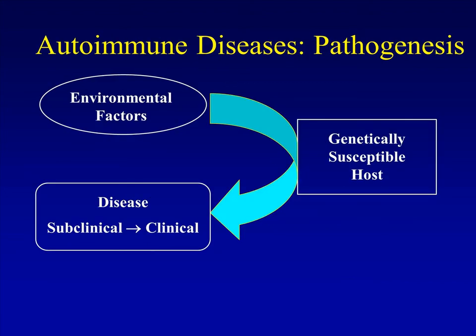Pathogenesis of autoimmune diseases generally follows the schema as illustrated in this diagram. There needs to be an element of genetic susceptibility in the host, and in such a host, environmental factors trigger a disease which moves from being subclinical to being clinical.